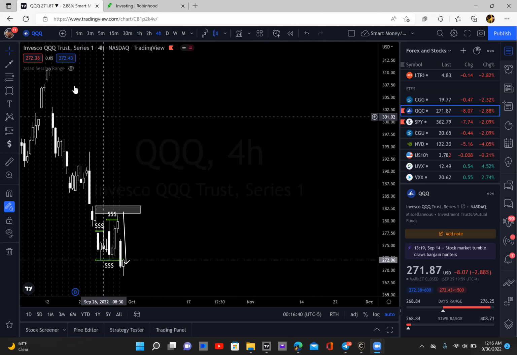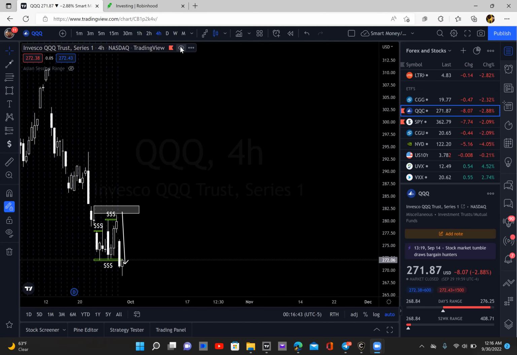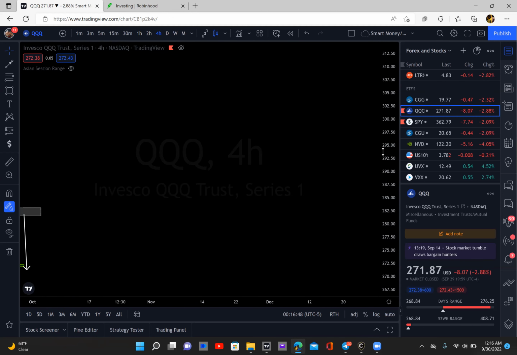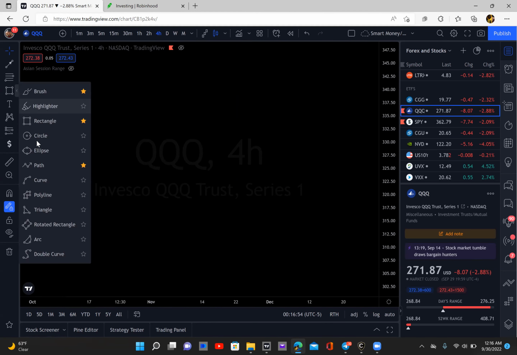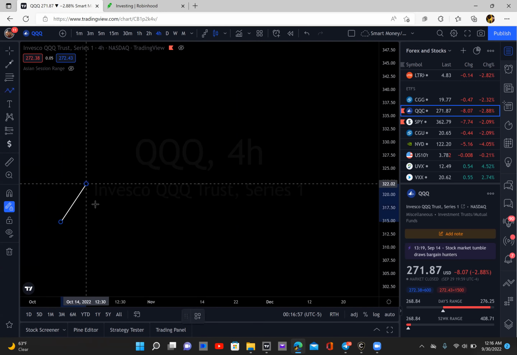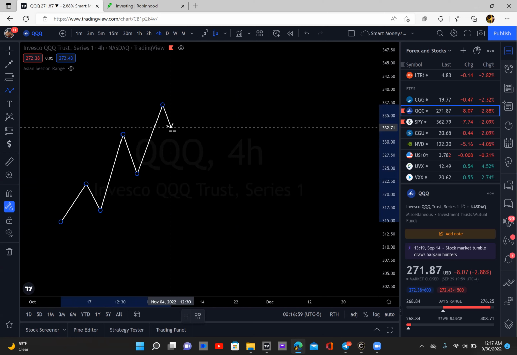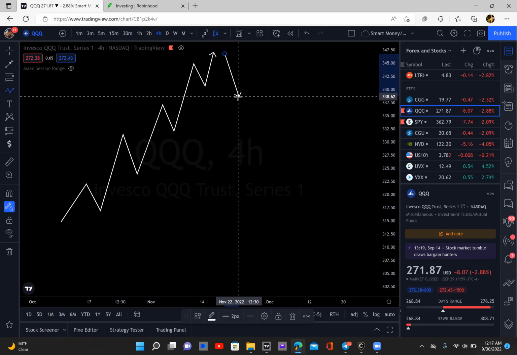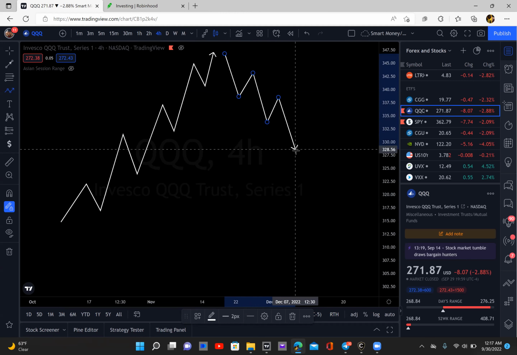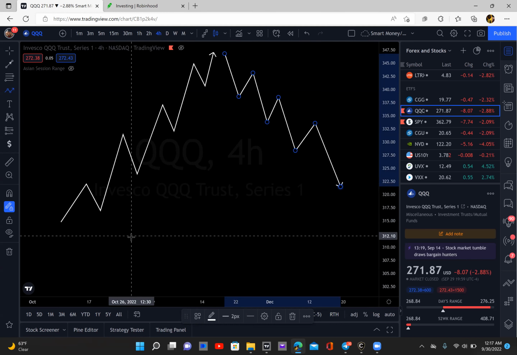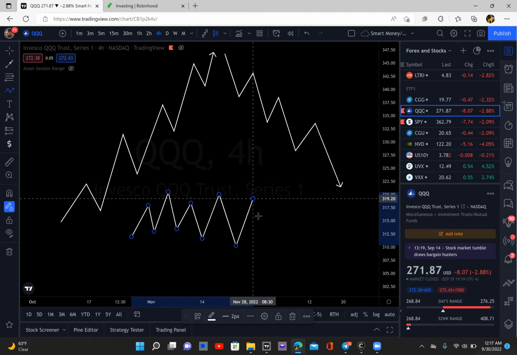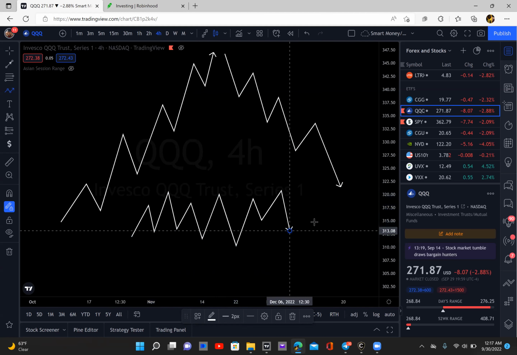Let me turn this off right quick. Actually, what I'm going to do is this. Check this out. The market moves in three different directions. It goes up, making higher highs and higher lows. It goes down, making lower highs and lower lows. And the market also moves sideways. We call this consolidation.